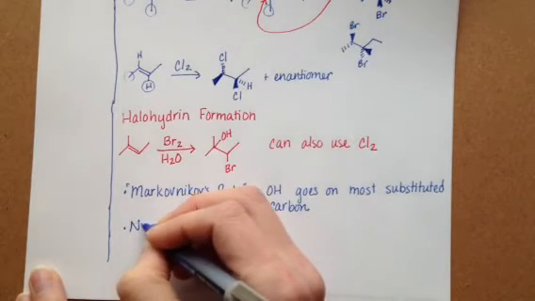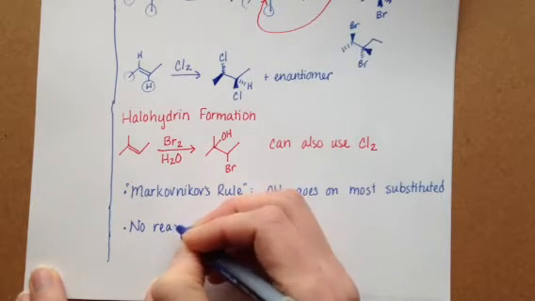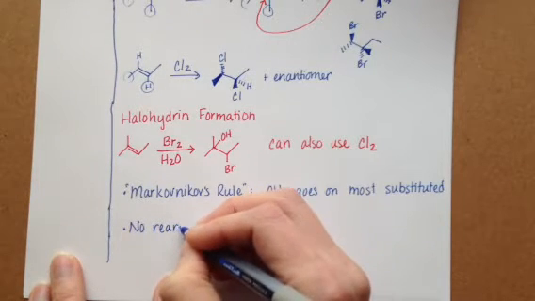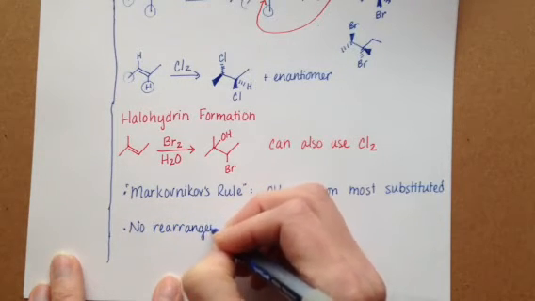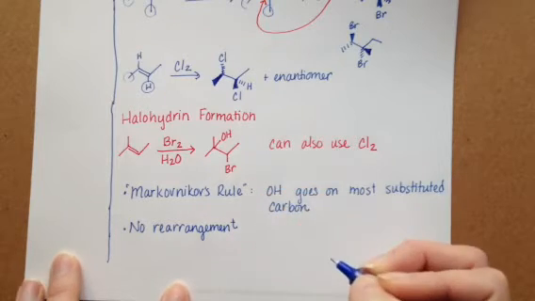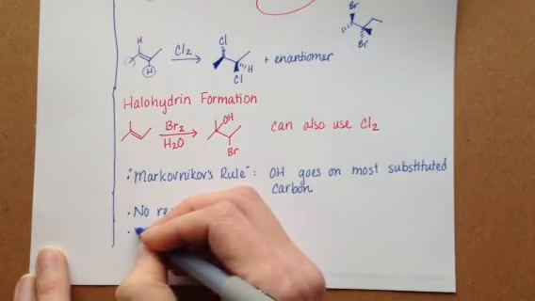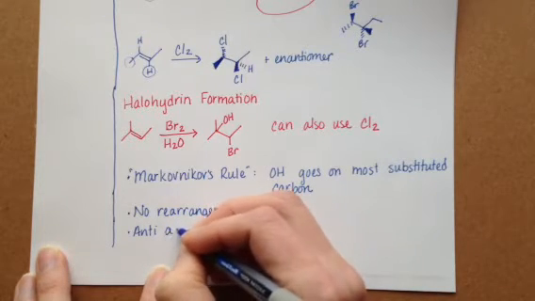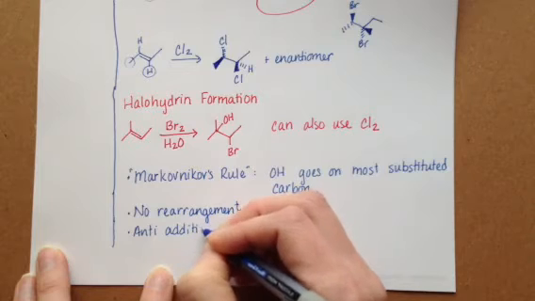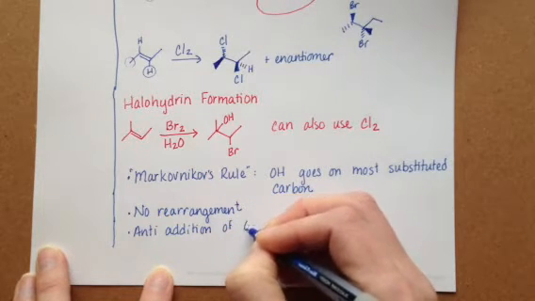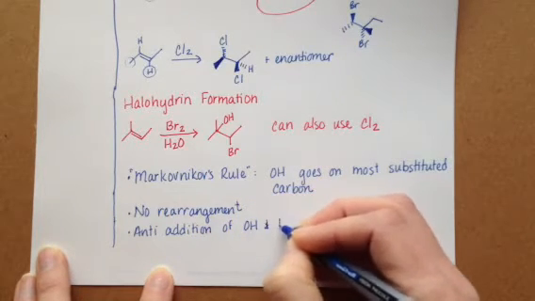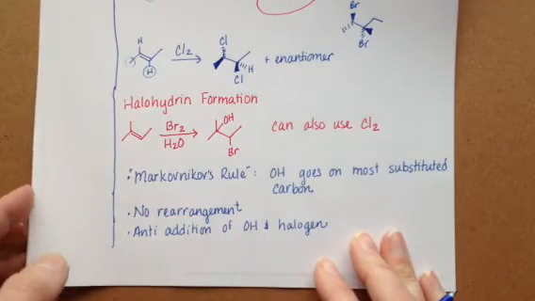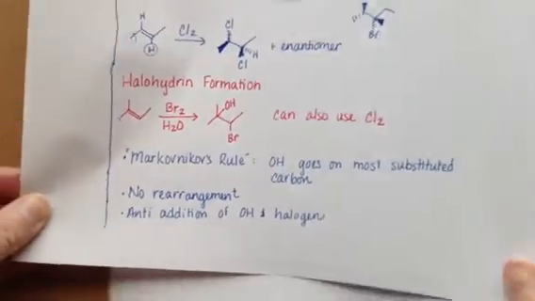Again, we have no rearrangement in this reaction. It does go through the bromonium ion or the chloronium ion intermediate. So there's no opportunity to see any sort of rearrangement, and we get anti-addition just like we saw in the halogenation reaction, for the same reason as we saw with the halogenation reaction.